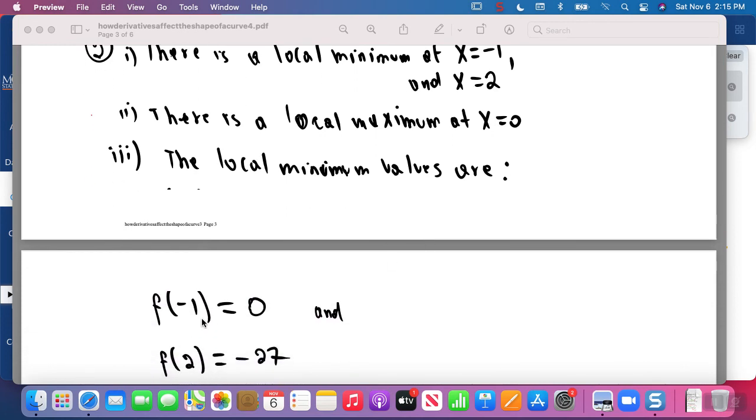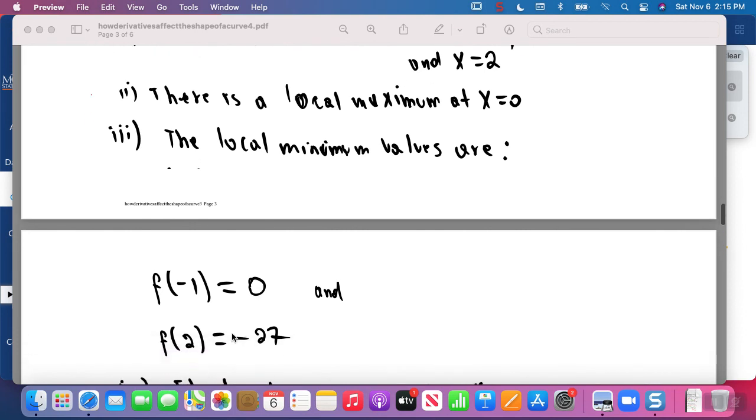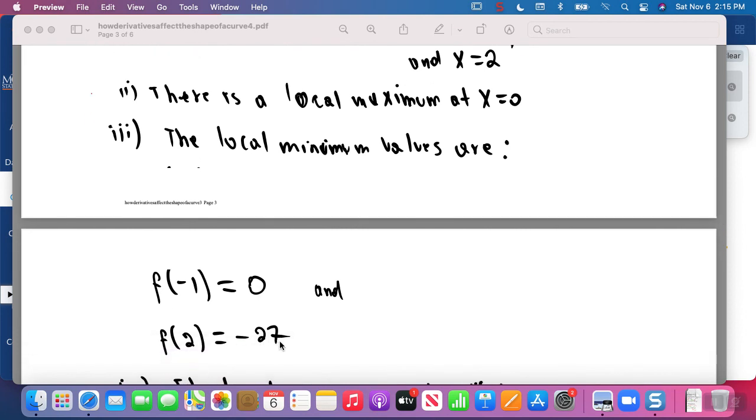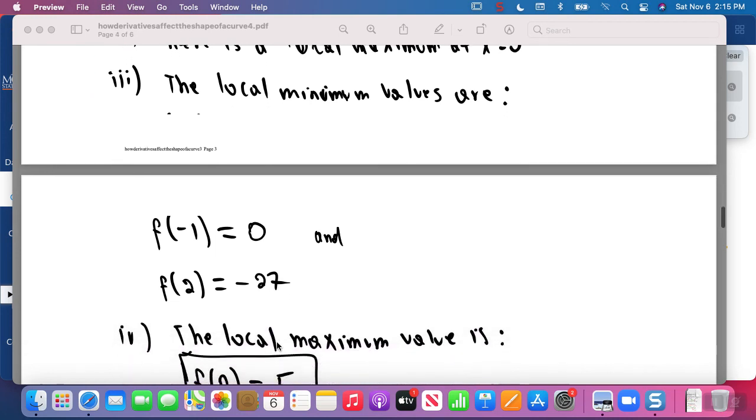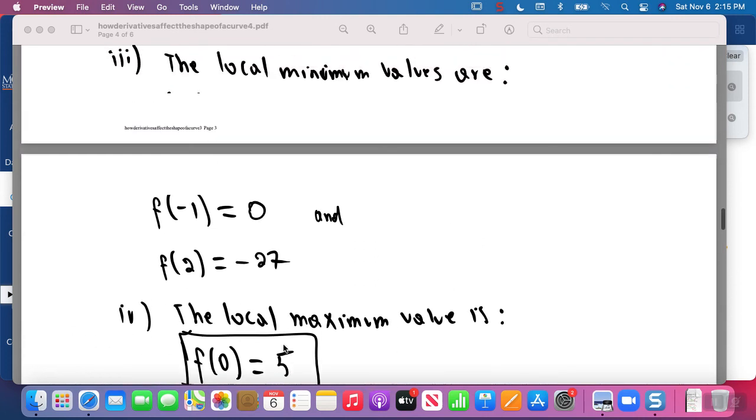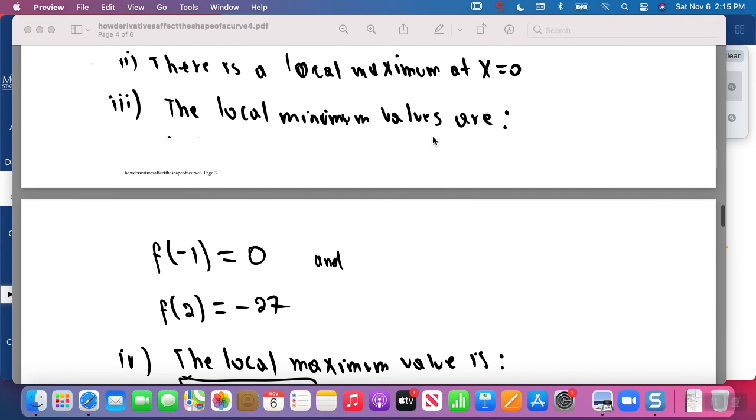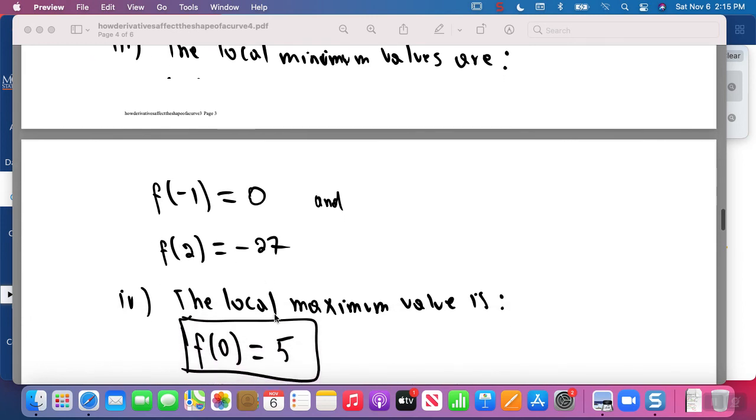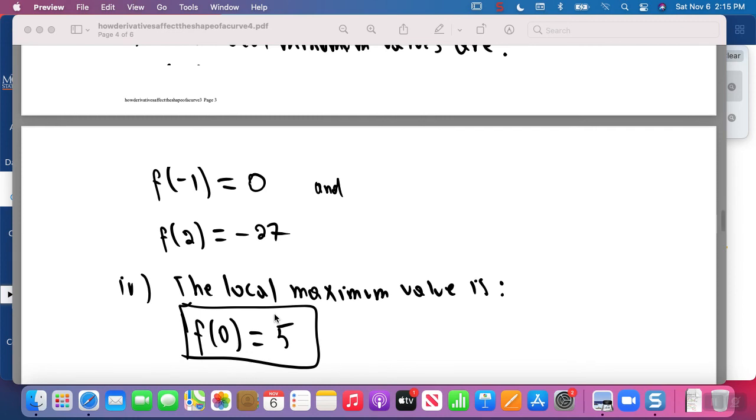So f of -1 is 0. And f of 2 is -27. So the local maximum value is f of 0, which is 5. And the local minimum values are f of -1, which is 0, and also f of 2, which is -27. So we solved all the questions that were asked of us. Thank you.